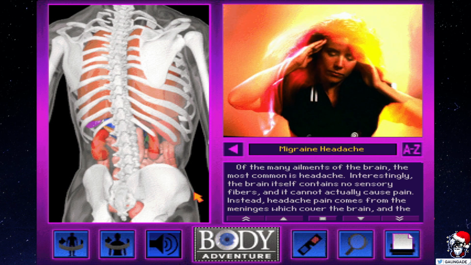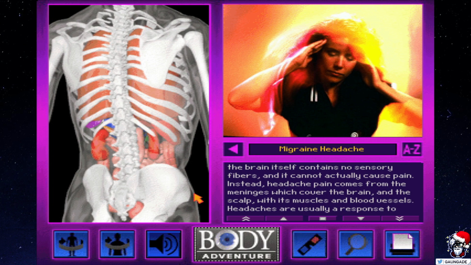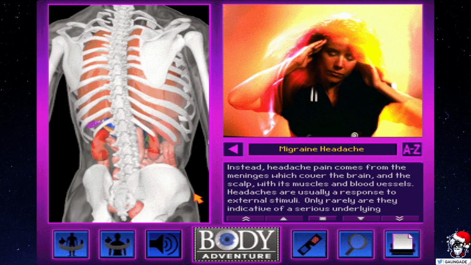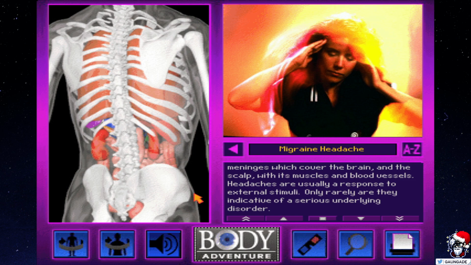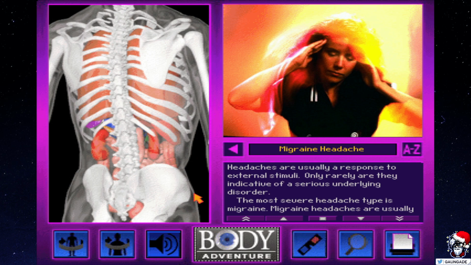Migraine headache. Of the many ailments of the brain, the most common is headache. Interestingly, the brain itself contains no sensory fibers, and it cannot actually cause pain. Instead, headache pain comes from the meninges which cover the brain and the scalp with its muscles and blood vessels. Headaches are usually a response to external stimuli. Only rarely are they indicative of a serious underlying disorder.